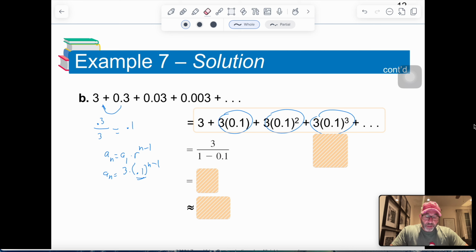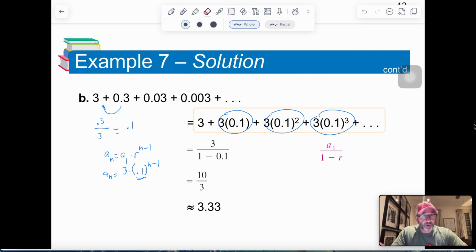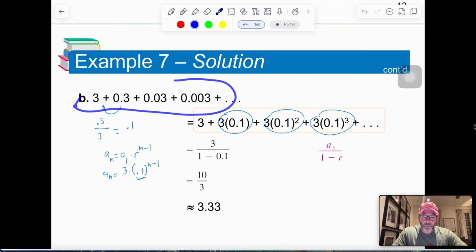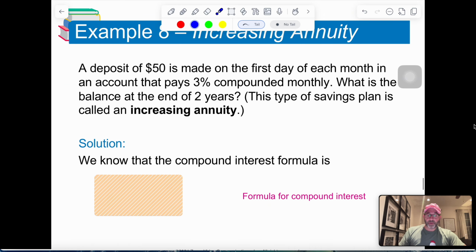So that's used in our formula. When we look at this, we know our first term is 3. We have 1 minus r, so that's just using this formula, a_1 divided by 1 minus r. We get 10/3, which is approximately equal to 3.3 repeating. That should make sense, because that's what we have when we keep adding all of these 3's together. All right, let's do one more example here.